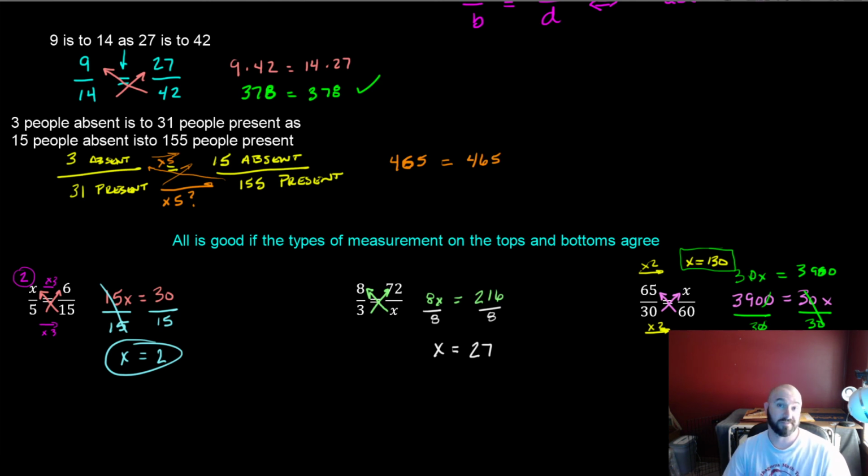And that's proportions. That's how you do them all. Just keep in mind, again, especially when we get to 7-3, keep the same types of measurements on top and bottom. It doesn't really matter what they are as long as they're the same type. As long as that's true, you'll be okay.